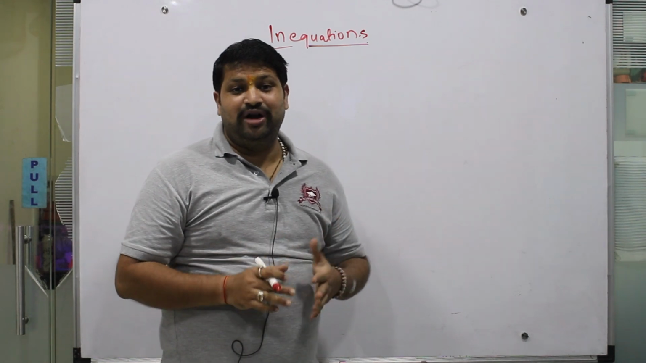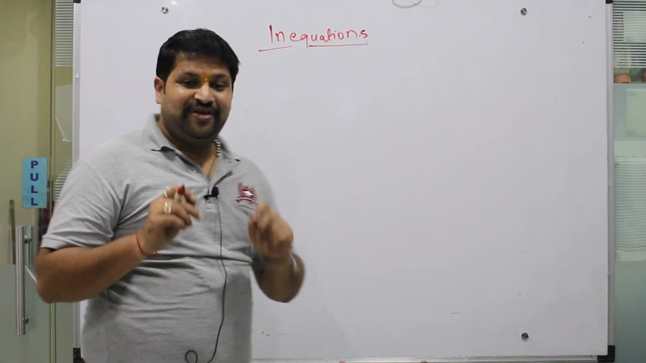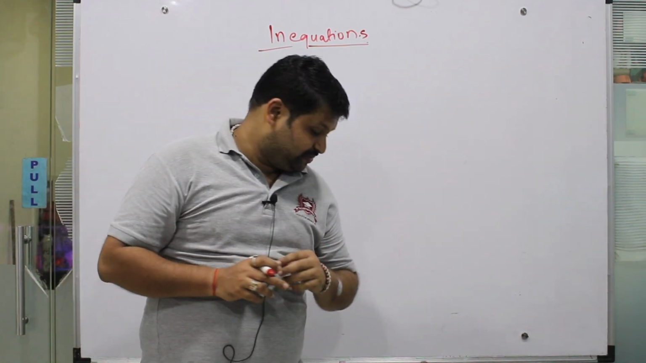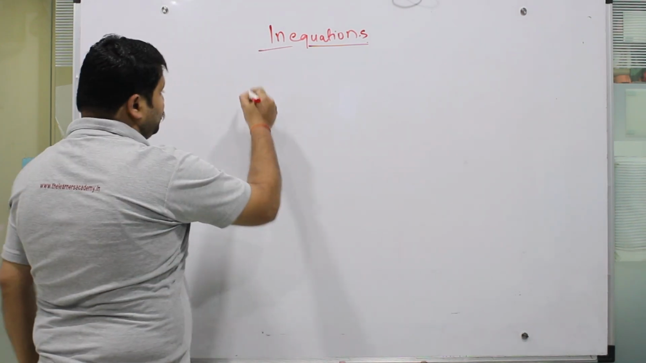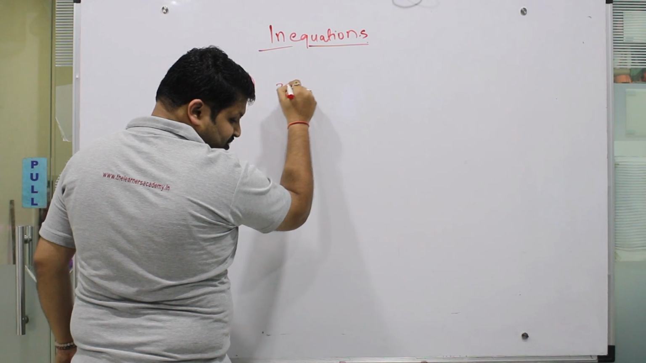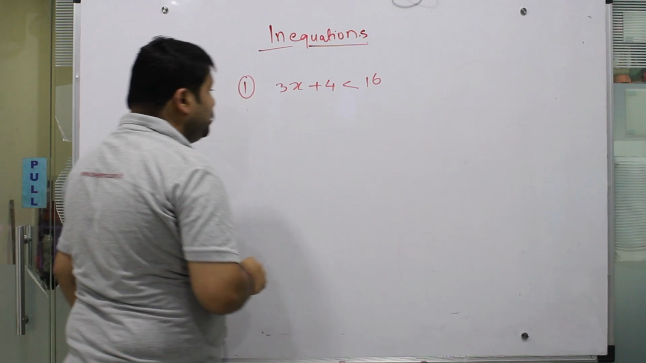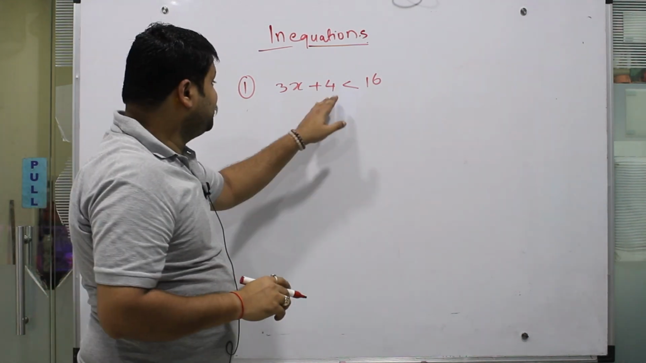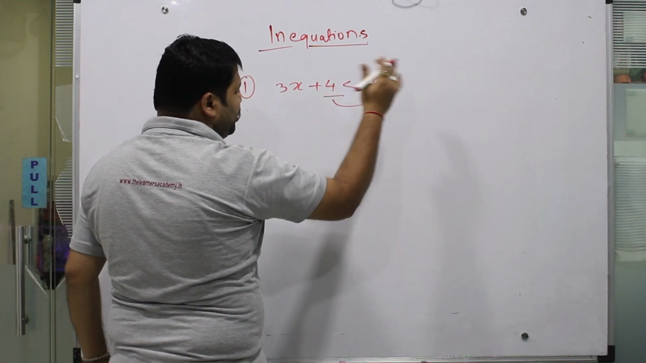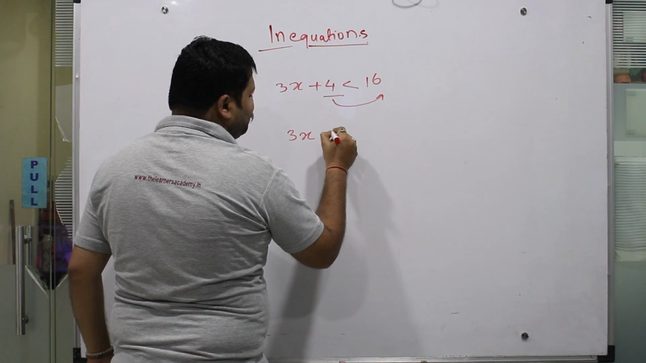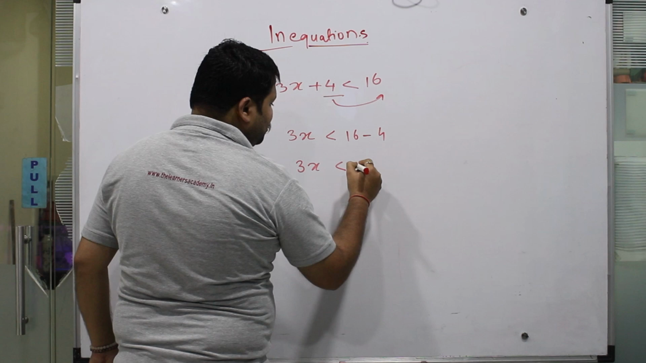This is example number 1 from 10th ICSE chapter 4. So it tells us that we have to find the solution set when the replacement set is set of natural numbers. Okay, the first equation given is 3x plus 4 is less than 16. Okay, so how are we going to solve it? First thing, we have to take the 4 on the other side. So this 4 is a plus 4, goes on the other side, it becomes minus 4. So I can write is less than 16 minus 4. So 3x is less than 12.